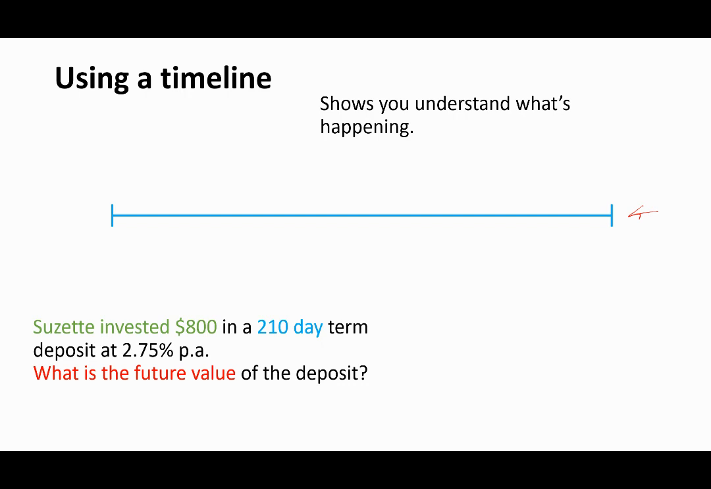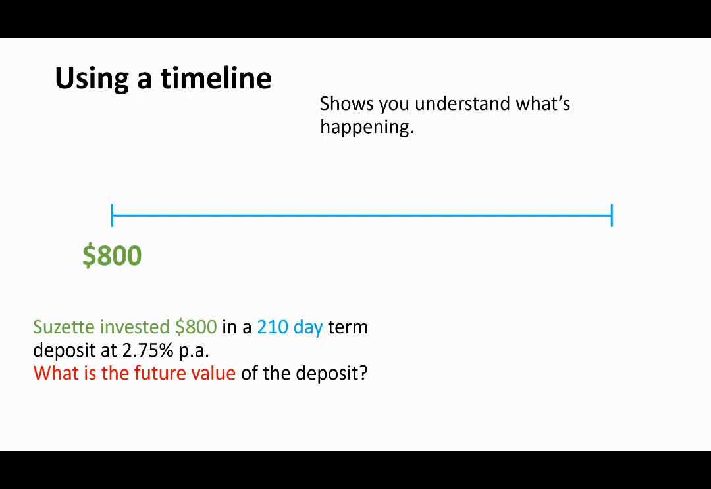So that you can see how this works. So here's the question down here at the bottom. Suzette invested $800 in a 210-day term deposit at 2.75% PA. PA means per annum or per year, okay? And they want to know what's the future value of the deposit. So you got to calculate the value of the interest in dollars, and then you're going to add that to the principal, right? All right, so let's write it all in.